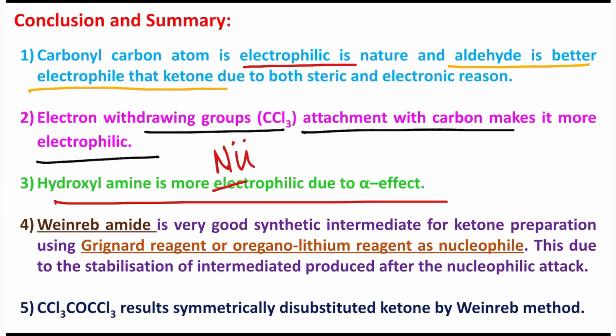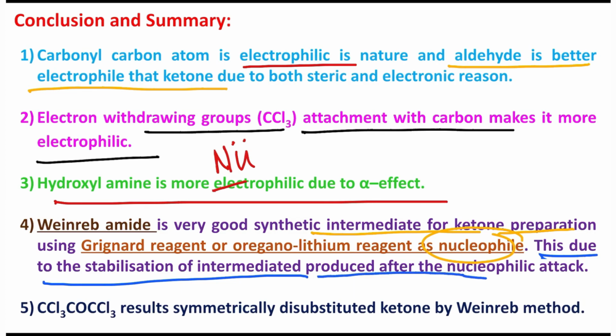And in this context, you should know that Weinreb amide is a very good synthetic intermediate for ketone preparation using Grignard reagent or organolithium reagent as nucleophile. But instead of this nucleophile, if we use hydride as nucleophile, then aldehyde is produced. Now this is due to the stabilization of the intermediate produced after the nucleophilic attack at that temperature. That's why this reaction stops at this phase selectively, and hexachloroacetone results in a symmetrically substituted ketone by the Weinreb method. Okay, so this is the end of the discussion.